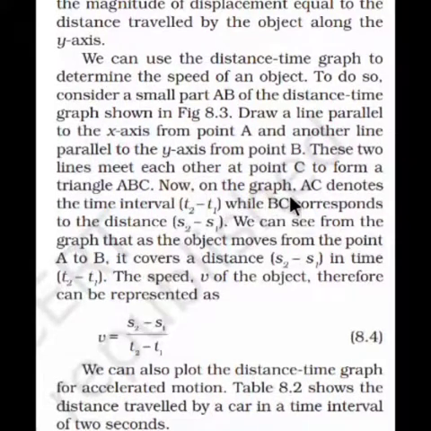Now on the graph, AC denotes the time interval T2 minus T1. It means if you subtract the value of T1 from T2, you will get the interval of time.